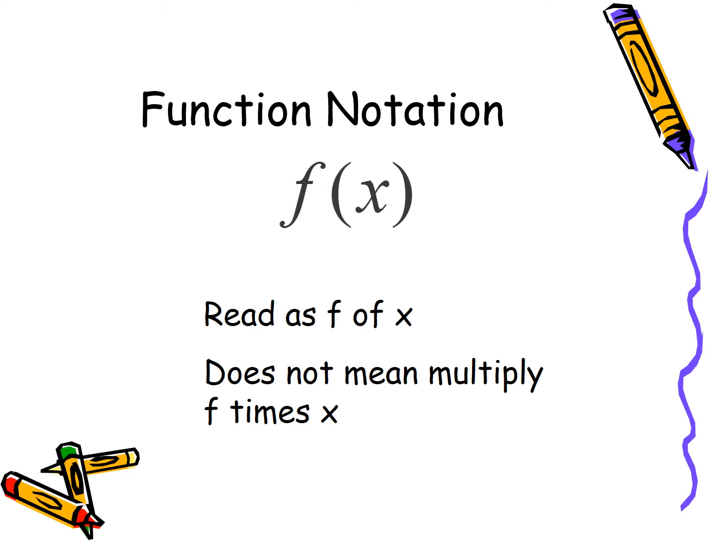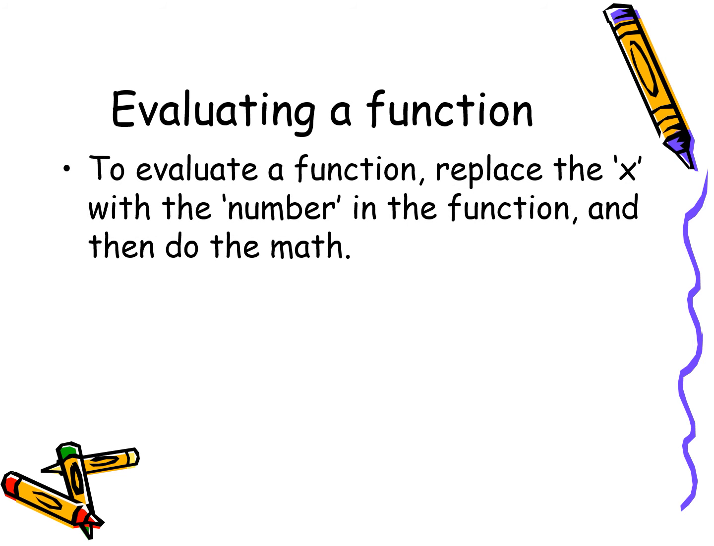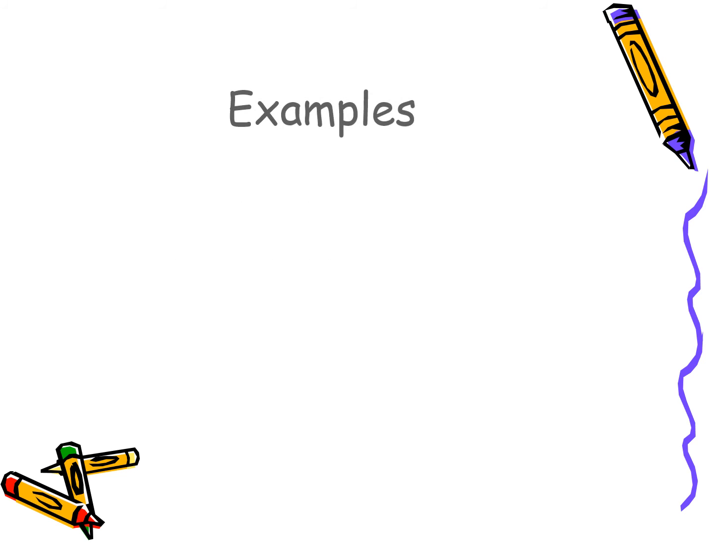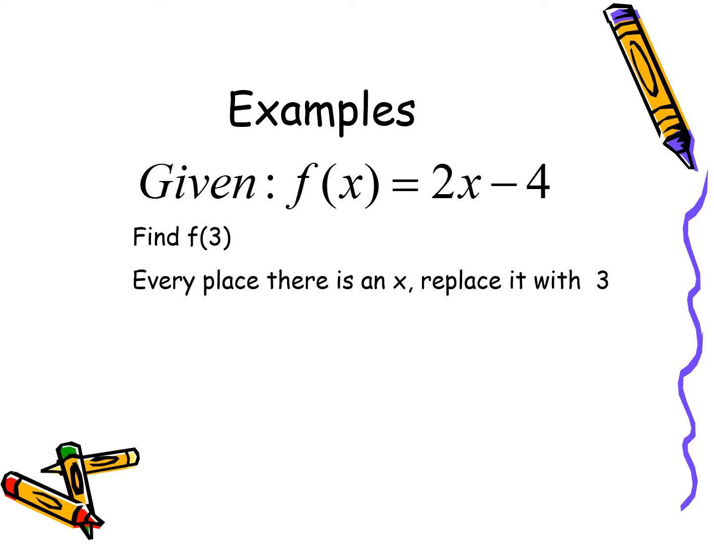So this is function notation, f of x, and that's how we read that, f of x. It does not mean f times x. When we evaluate a function, we replace the x with the number in the function and then do the math. So here's an example. I have f of x is equal to 2x minus 4, and I want to evaluate f of 3. Every place I see x in the function, I'm going to replace it with 3. So I get 2 times 3, which is 6, minus 4, which is 2. So f of 3 is 2.